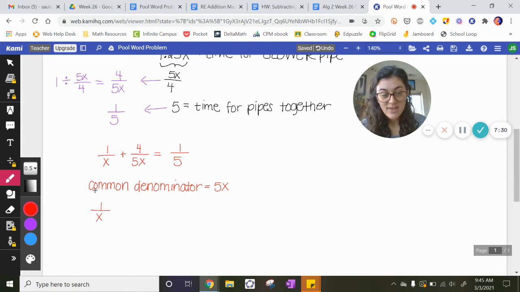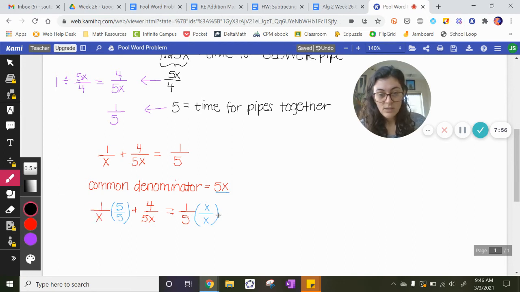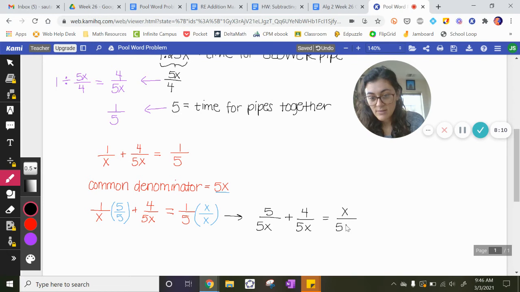So now in order to get everything to have the same denominator, I need to multiply 1 over x times 5 over 5. I don't need to do anything to this 4 over 5x because it already has our common denominator. And then I need to multiply 1 over 5 by x over x. Multiplying that all out, I'll get 5 over 5x plus 4 over 5x equals x over 5x.